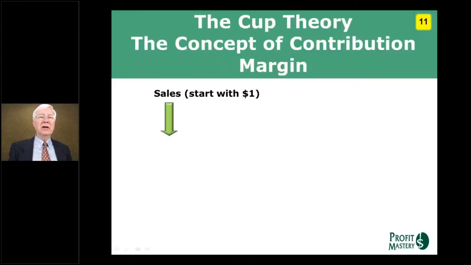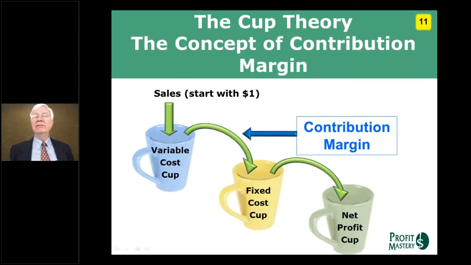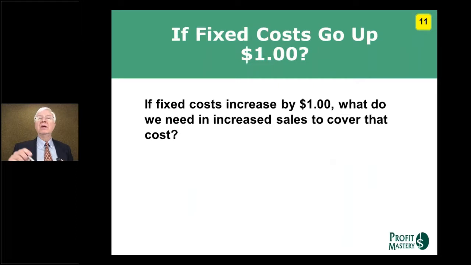And then we use a little diagram, and we are very big on diagrams in Profit Mastery to help us understand how money flows through a business. And this is a visual picture of a profit and loss statement. And we use this tool to help them understand the value of contribution margin, especially used as a percent of sales. And then we do a very interesting calculation.